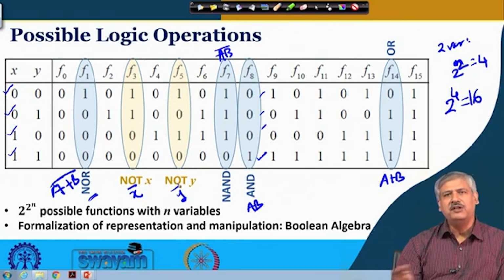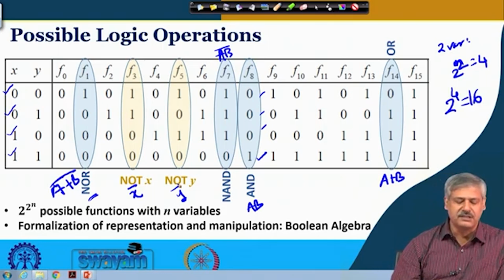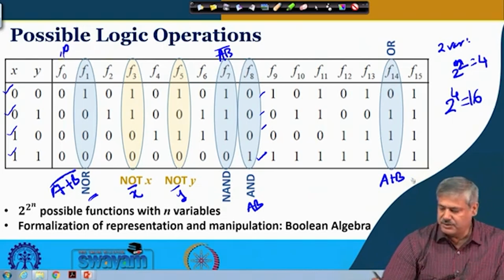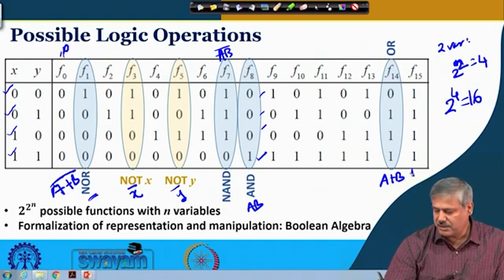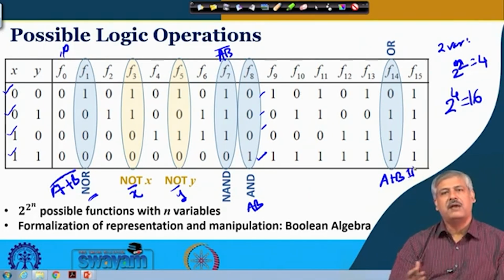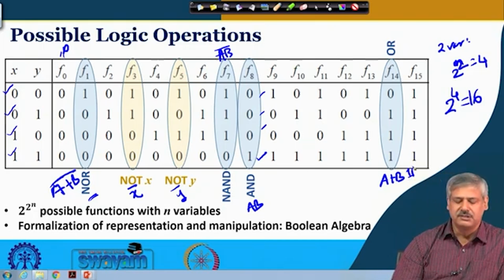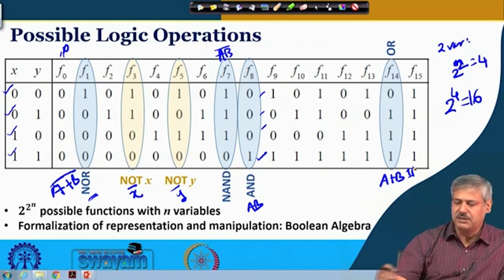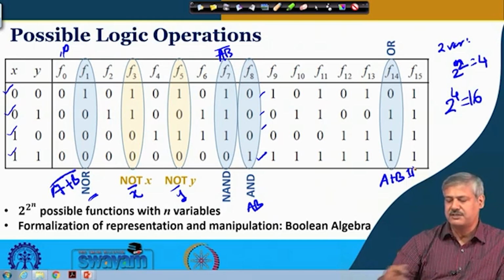So, that way, for all the different combinations or possibilities, each function can be represented. This is 0 of course, and this is 1, okay, but for the rest of the cases we can have corresponding Boolean expressions, right. This formalization of representation and manipulation is done by Boolean algebra, and in this case we saw that for two variables we had 16 such possibilities.